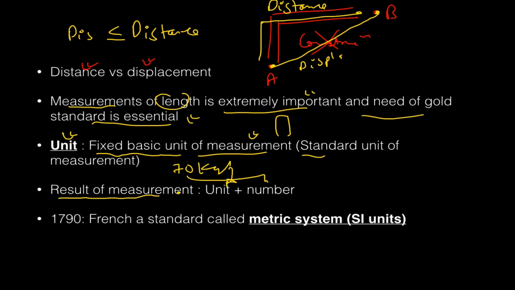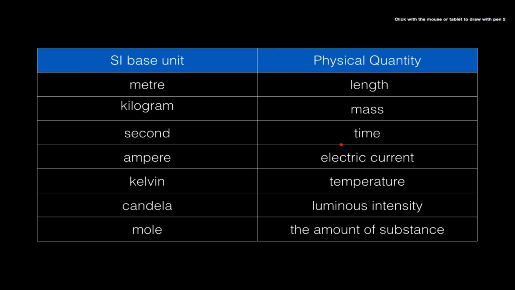And where does this kgs come from? Basically the French developed a method called the metric system, which had SI units. It's called Système International, something like that. It's a French word which means international standard units. So these are the 7 units. You must remember them by heart. It can be asked anytime.